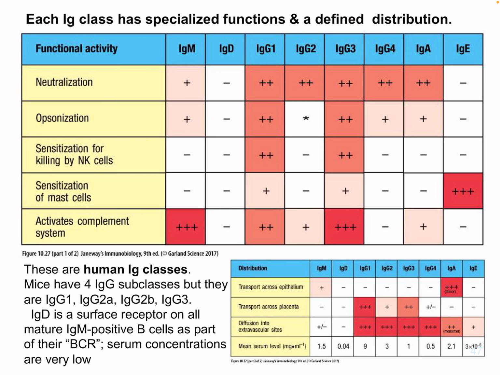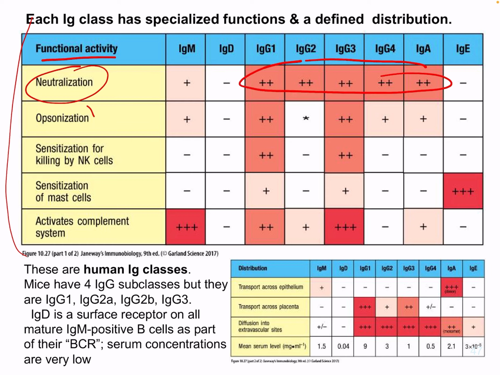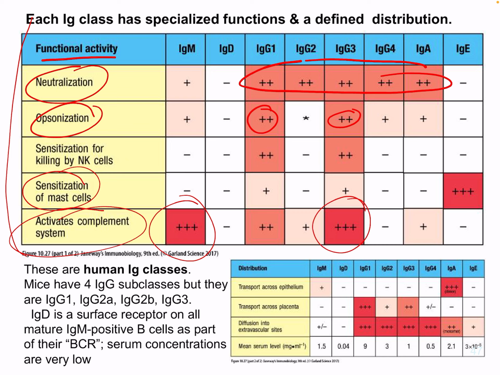So here's another great figure about the functions of each class of antibody. Strongest at neutralization, we can see here, are our IgGs and our IgA. Opsonization, we discussed, was IgG1 and IgG3. Activating the complement system, as we mentioned, IgM was the strongest, along with IgG3. And sensitization of mast cells is very important in IgE-mediated responses.